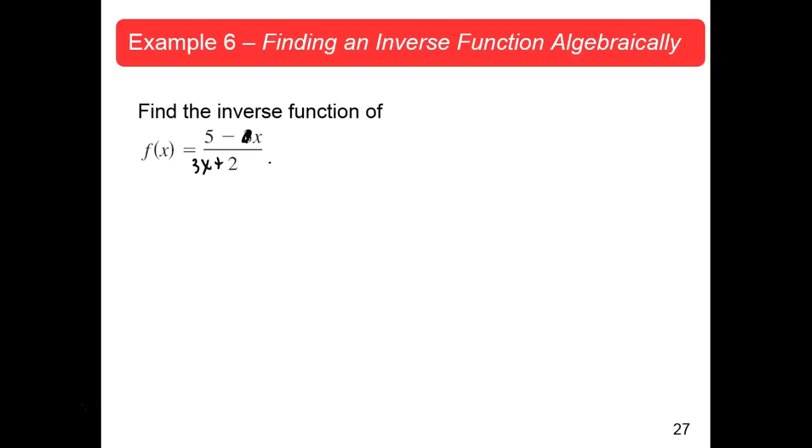What is f of x? Y. Why not? Okay, you put a y there instead of f of x. So you write y is equal to 5 minus x over 3x plus 2. All right. Y'all remember that well. Okay, what was the next step?